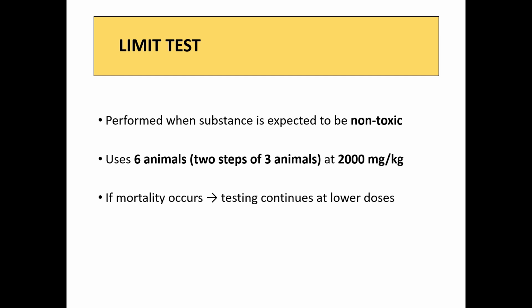If mortality occurs, testing continues at lower doses. If we have given a 2000 mg per kg dose to 3 animals and 2 of them die, we have to again evaluate the 300 mg dose.